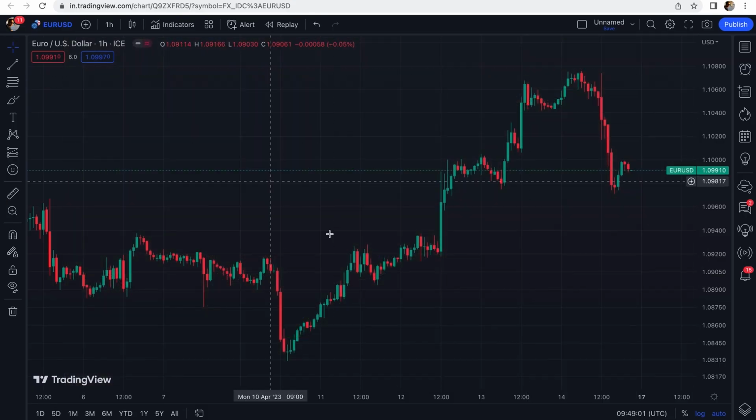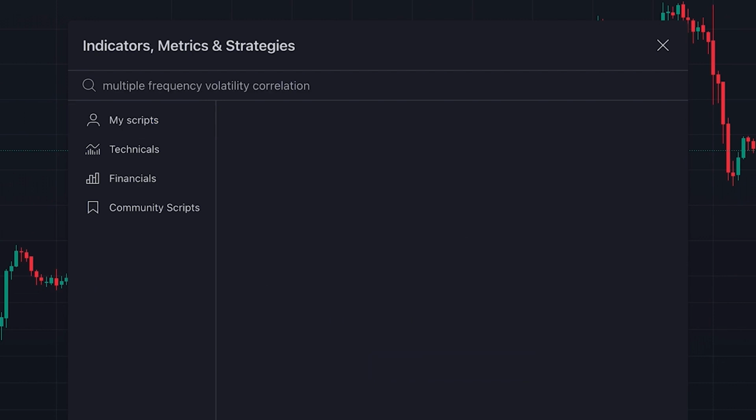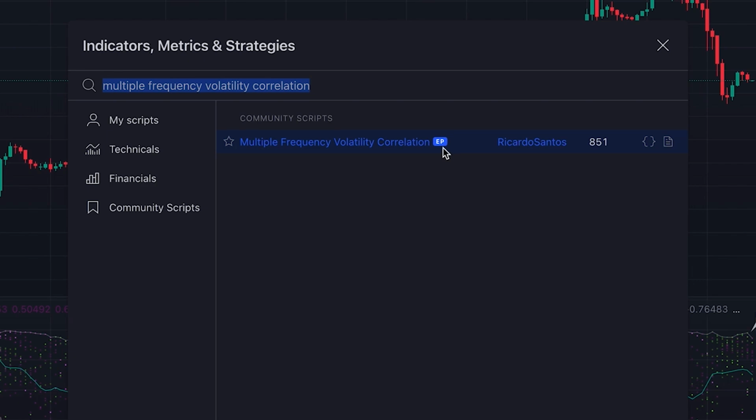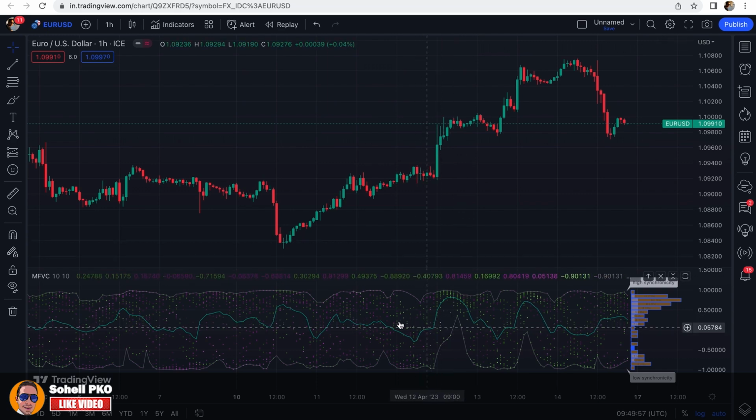To add this wonderful indicator to our chart, here we click on indicators and we search "multiple frequency volatility correlation." This one, which is an editor's pick indicator, is written by Ricardo Santos. Alright, this is the indicator, and as you can see, it's added here below the chart, and let's see how it can help us in trading.